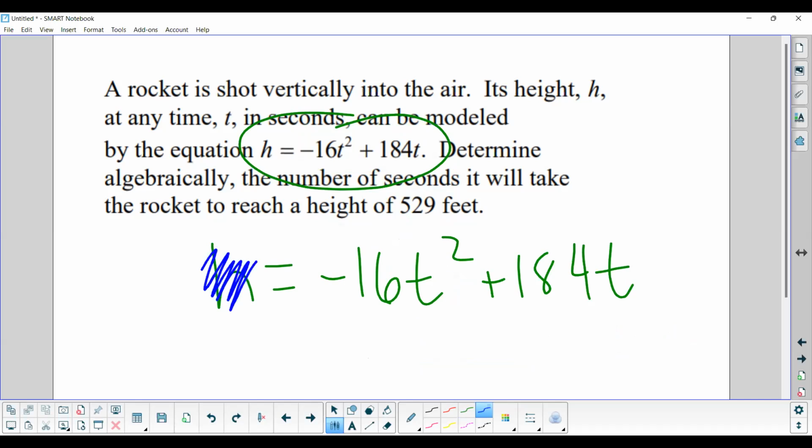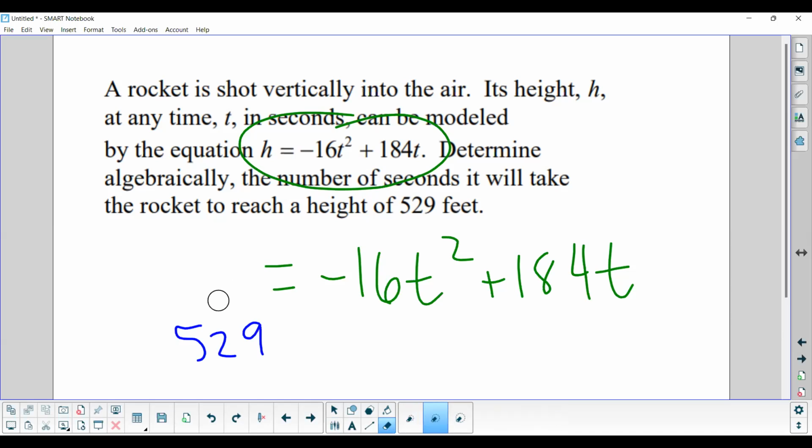So you should erase and replace. This is the one major piece of information I want you to understand. What are you trying to find? We are trying to find the time, or the t value. The only way you can find a t value is if your sentence is equal to 0. And our sentence is not equal to 0. Our sentence is equal to 529.